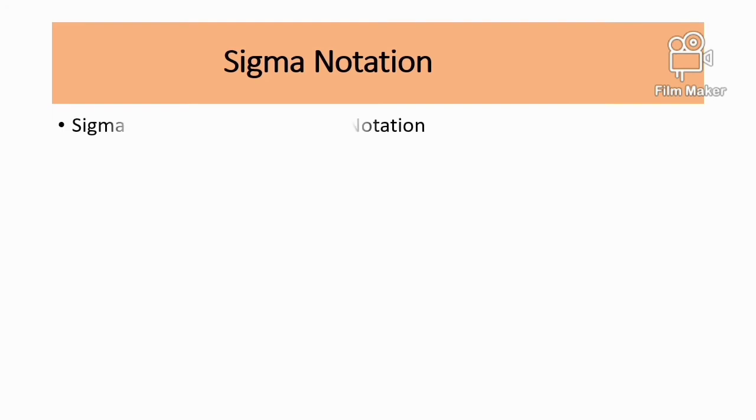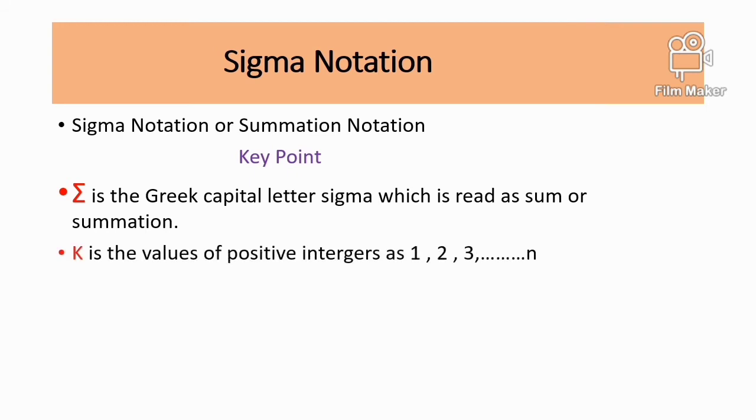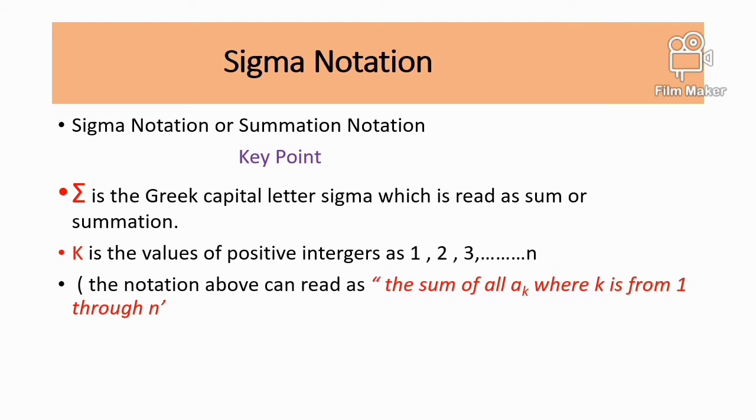Sigma notation, or summation notation. Key point: sigma is the Greek capital letter sigma, which stands for sum or summation. k takes the values of positive integers 1, 2, 3 up to n, the last term. The notation can be read as the sum of all a sub k, where k is from 1 to n.